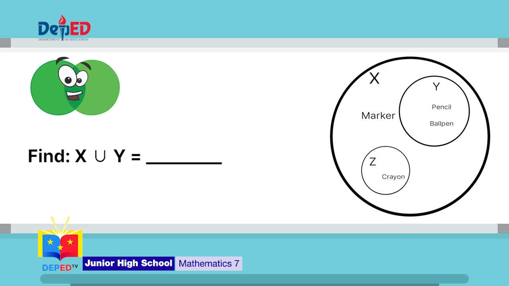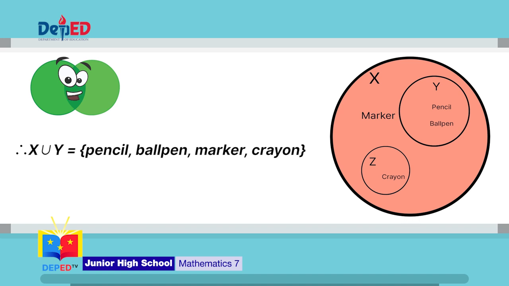Sure, Teacher DJ. In this case, X is the universal set, since the elements of the other two sets, Y and Z, are also found in this set. That is why X is the outermost circle in the Venn diagram. Exactly. Therefore, X union Y has all the elements pencil, ball pen, pentel pen, and crayon.